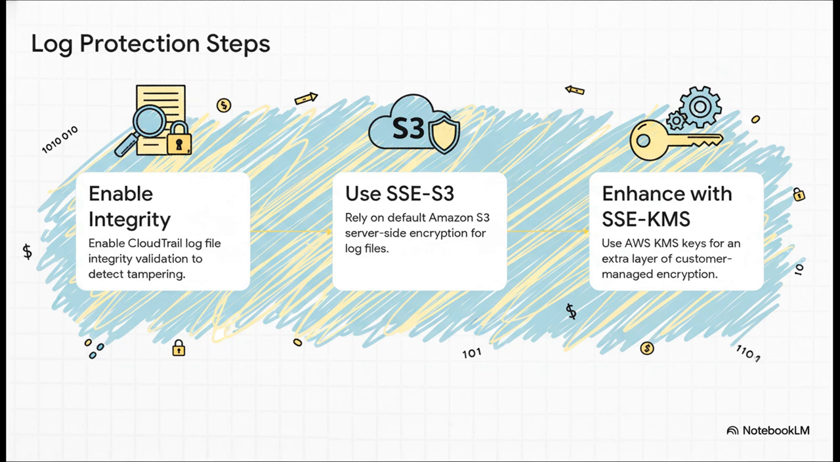So that default encryption is a great starting point, but we can and we should lock this down even further. First, you need to enable log file integrity. This acts like a digital wax seal on your logs, proving that they haven't been tampered with. Second, rely on that strong default encryption. But for the absolute best control, step 3 is to use your own keys with the AWS Key Management Service, or KMS. This means you and only you hold the keys to decrypt your logs.